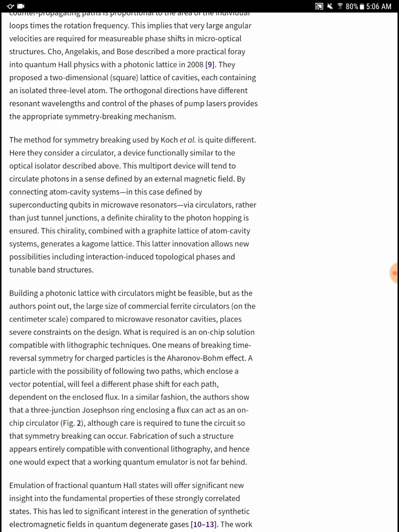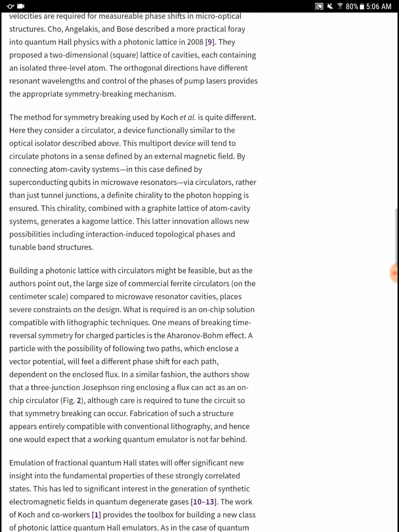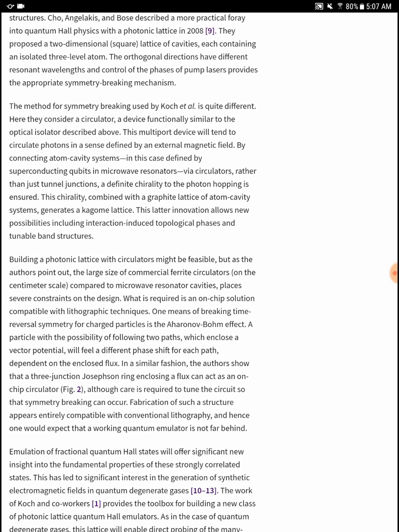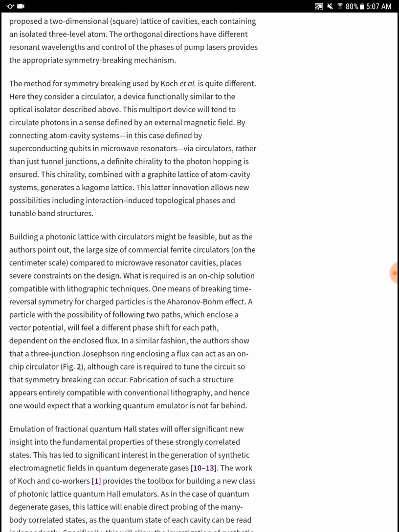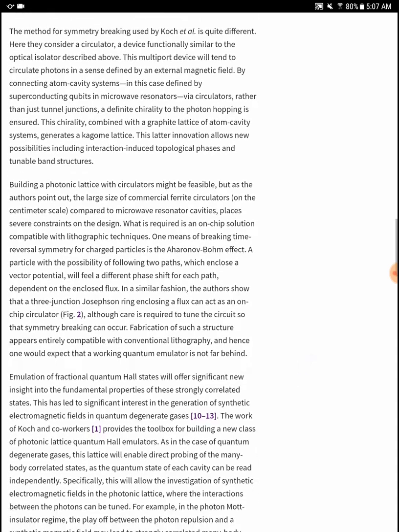Cho, Angelakis, and Bose described a more practical foray into quantum Hall physics with a photonic lattice in 2008, reference number 9. They proposed a 2-dimensional square lattice of cavities, each containing an isolated 3-level atom. The orthogonal directions have different resonant wavelengths, and control of the phases of pump lasers provides the appropriate symmetry breaking mechanism. The method for symmetry breaking used by Koch et al.